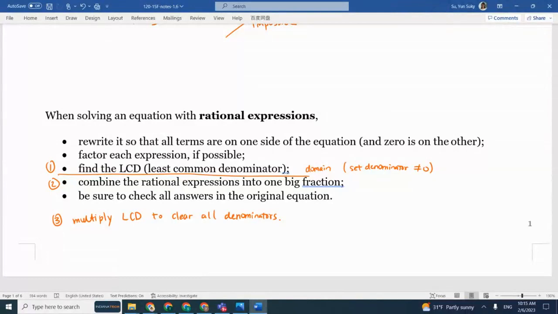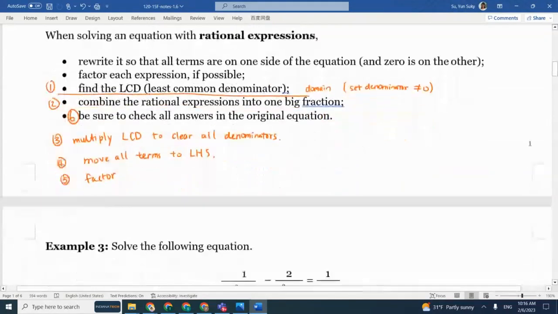Then step 4, move all terms to the left hand side and factor, because these two steps are just like the steps of a polynomial equation, right? And then finally, make sure you check your answers. Are your answers in the domain? If it's not in the domain, then we don't have any solution. Is that clear, everybody? So 1, 2, 3, 4, 5, 6, 6 steps. Okay, let's look at this problem.